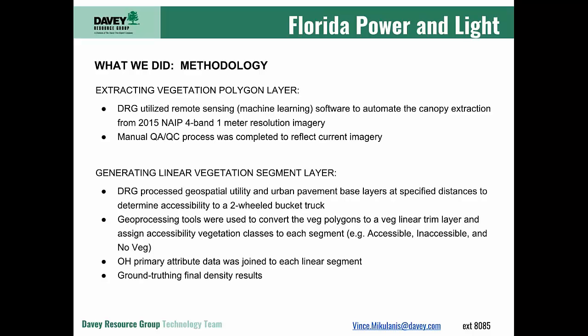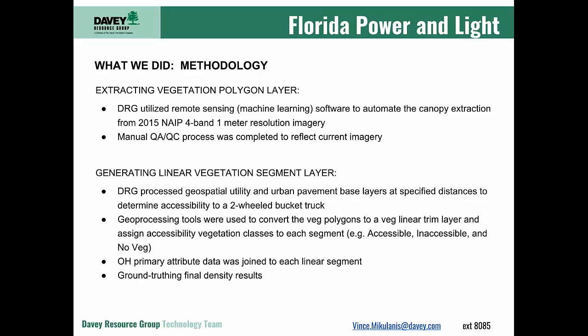It's government imagery, so it's easy to access for us. We also wanted to do a QA/QC process to make sure that what we were finding in the imagery reflected conditions on the ground. So we processed the imagery along with urban pavement base layers, essentially the street lines that you would see on a map from the city, and we put specified buffers along there. If we assumed that a bucket truck can reach 20 feet on either side of that street, that's what we were going to assume is accessible by a lift truck. Anything else would be considered climb or backyard trees.